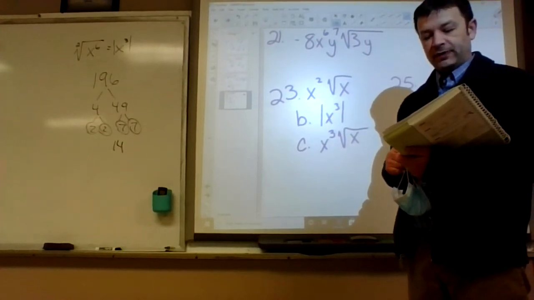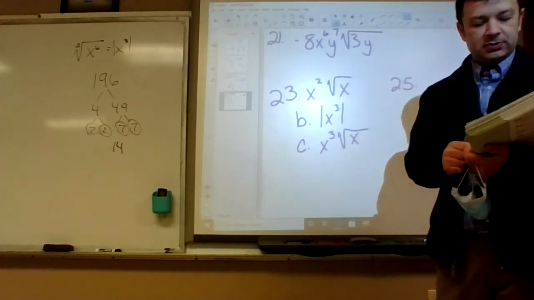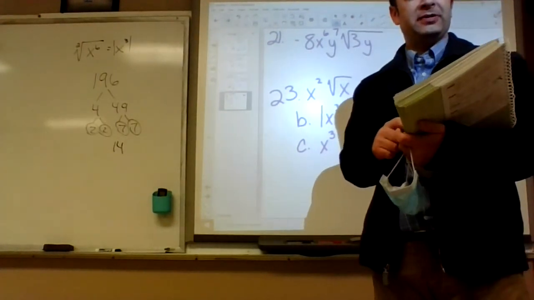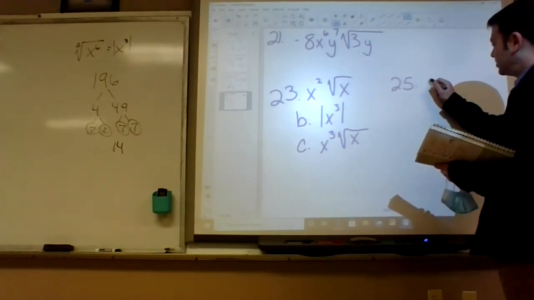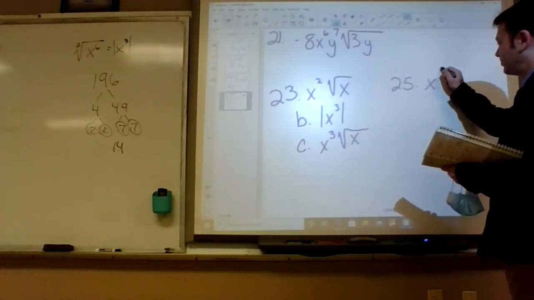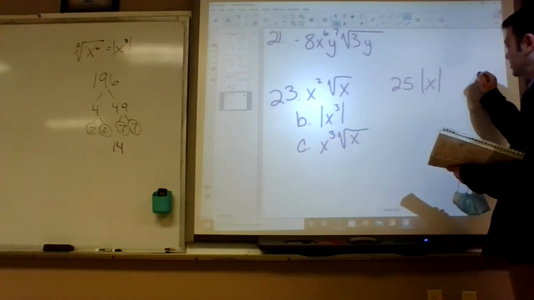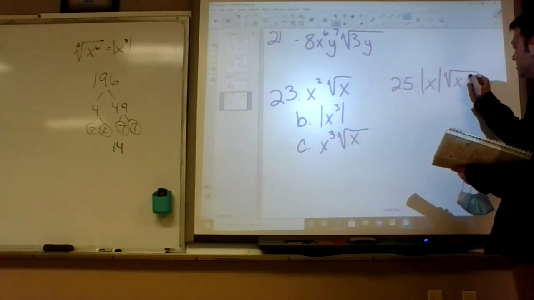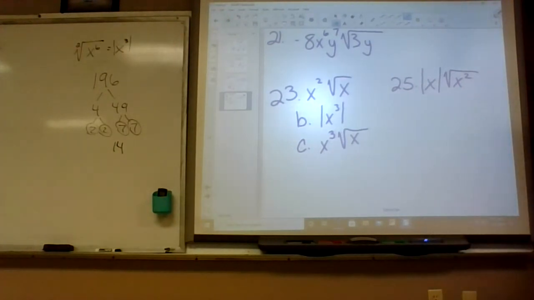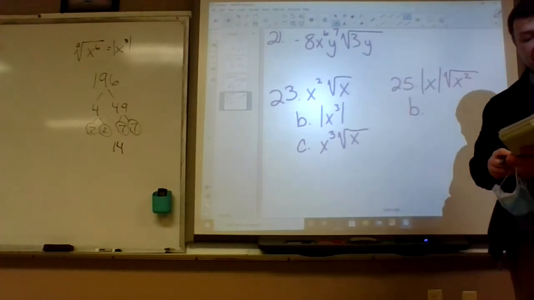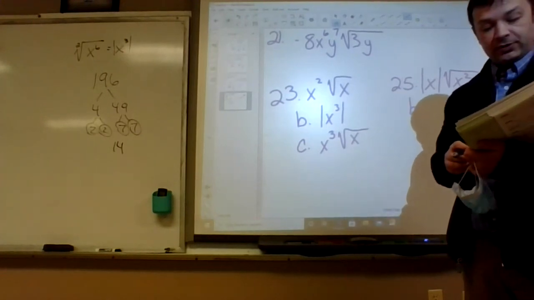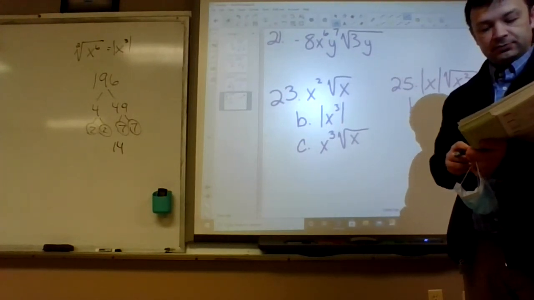How do we do 25A? 6 divided by 4? 1 remainder 2. So, since it's an even power, I'm going to do this. 1 remainder 2. Okay, on B, what's 7 divided by 4? 1 remainder 3.